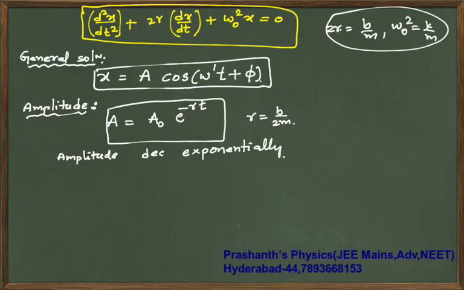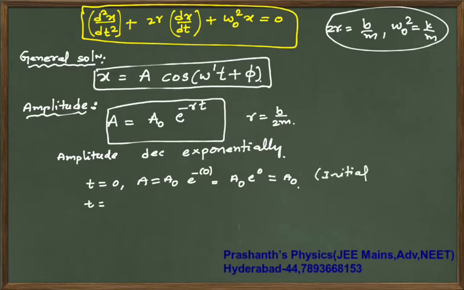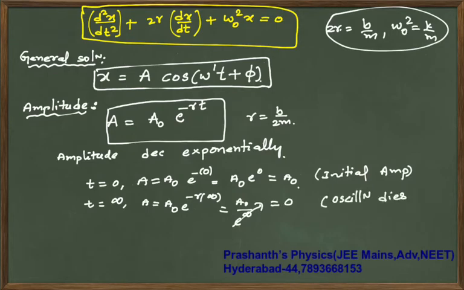Now if you substitute t equal to 0, a is equal to a naught times e power minus 0, e power 0 is 1, so a is equal to a naught, which obviously refers to initial amplitude. At t equal to infinity, that is after a long time, a equals a naught times e power minus gamma times infinity. Any number to the power of a big negative number becomes 0. Oscillation dies. This is after a long time. Basically this is your amplitude.